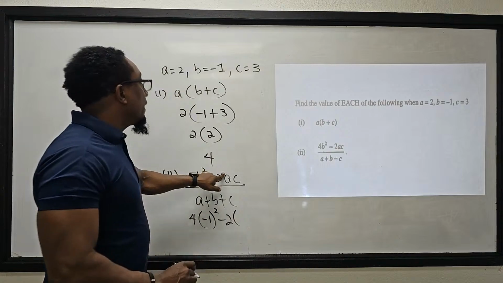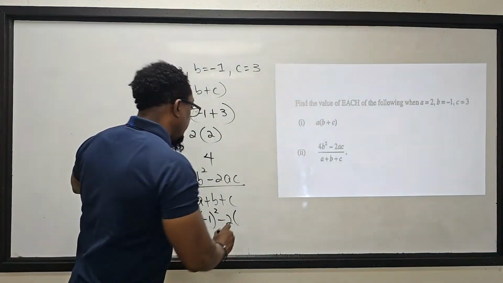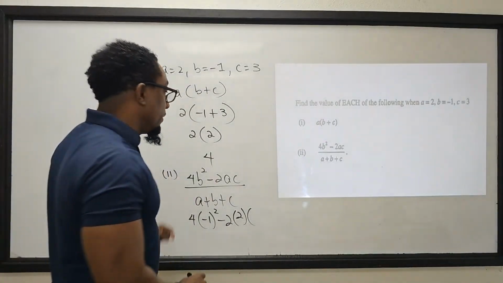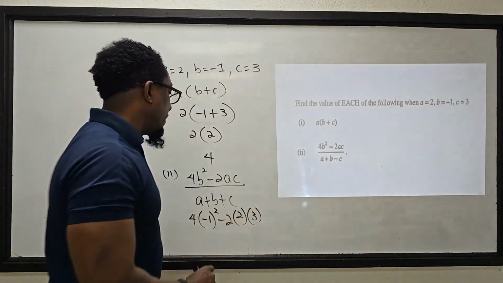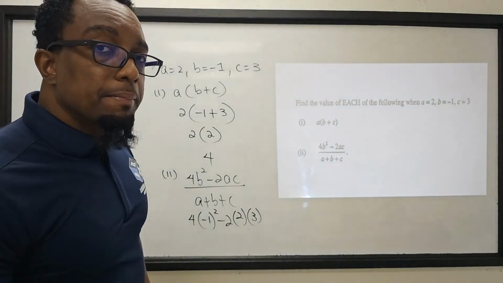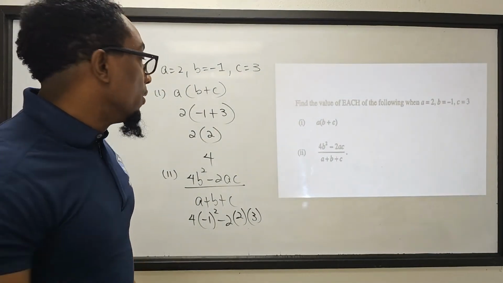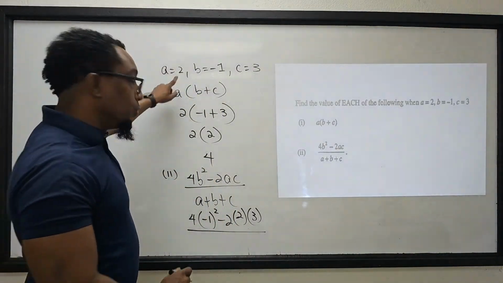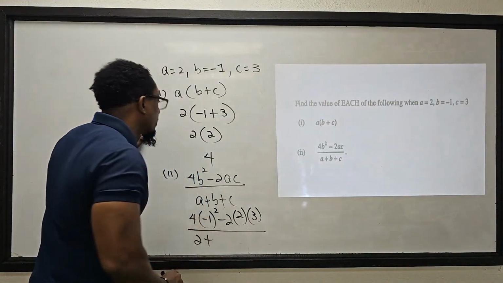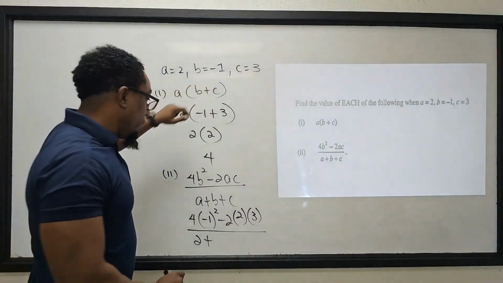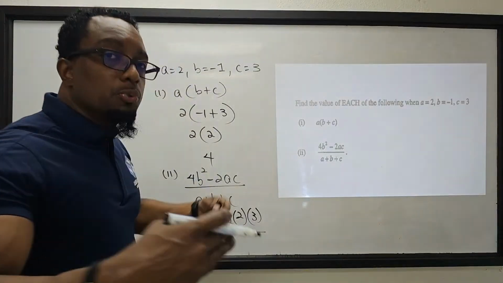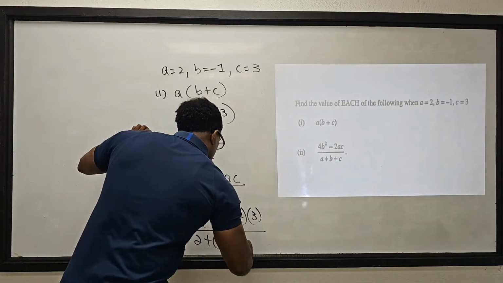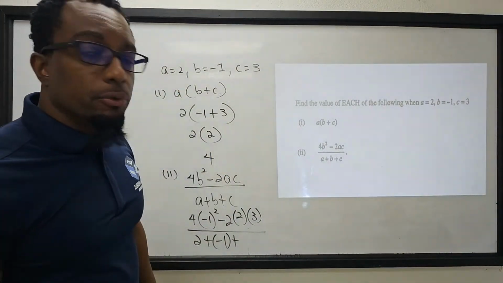And we replace a with 2, which is placed in brackets. And again, I'm going to replace c with 3, which is placed in brackets. Yeah? So that's -2 multiplied by a multiplied by c over, I'm going to replace a with 2 plus, I'm going to replace b with -1. But remember, when two signs collide or clash, we separate using brackets. Plus, I'm going to replace c with 3.